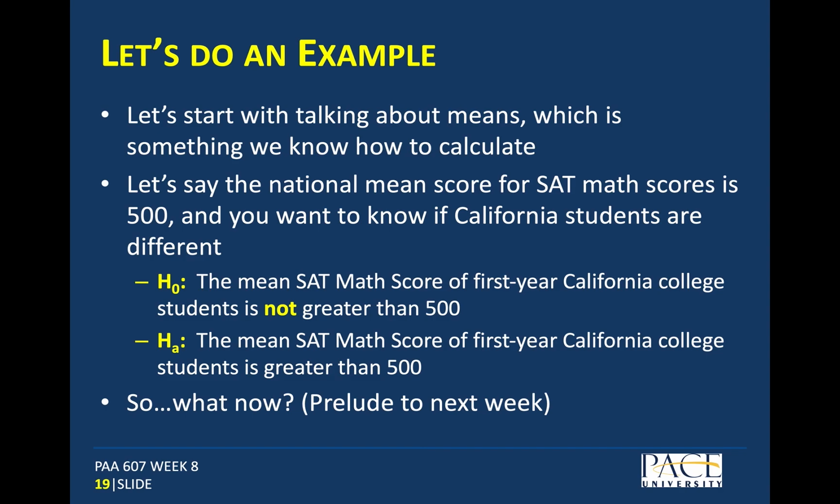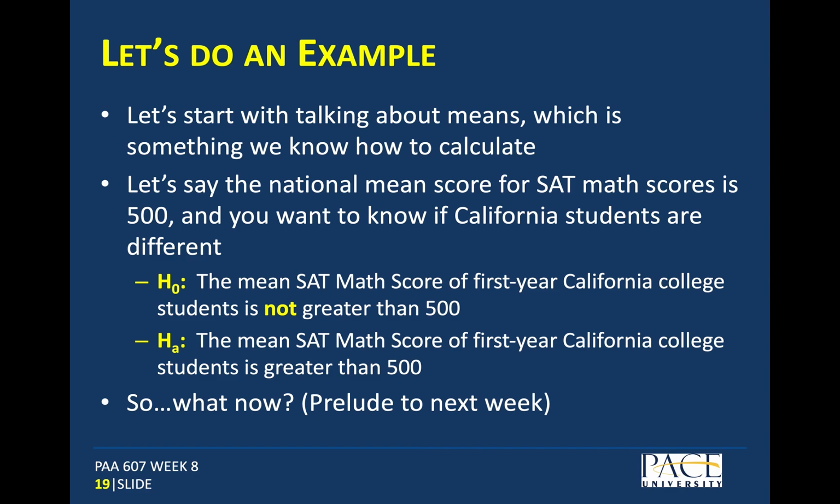So let's do an example. Let's start with talking about means, which is something we know how to calculate. Let's say that the national mean score for SAT math scores is 500, and you want to know if California students are different. So your null hypothesis is that the mean SAT math score of first-year California college students is not greater than 500. So again, something is not happening. Our alternative hypothesis then is that the mean SAT math score of first-year California college students is greater than 500.